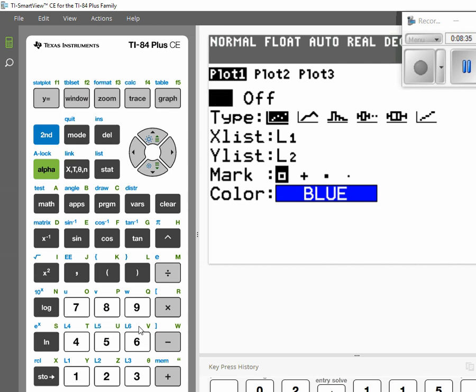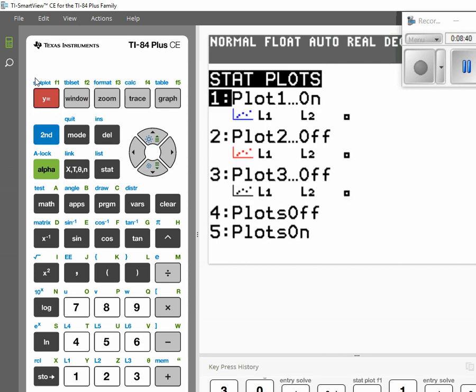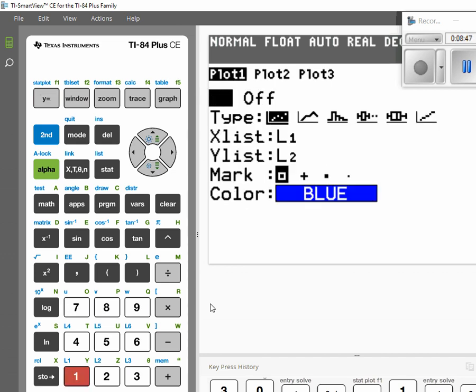Okay, so where I went to second y equals, then I went to number 1. So I typed in 1 for plot 1. And then I turned it on. Like this is flashing here, I pressed enter on it. Okay, so now we're going to go to zoom. Is everybody good? Okay, before I forget, we need to make sure that everything's the same as mine.